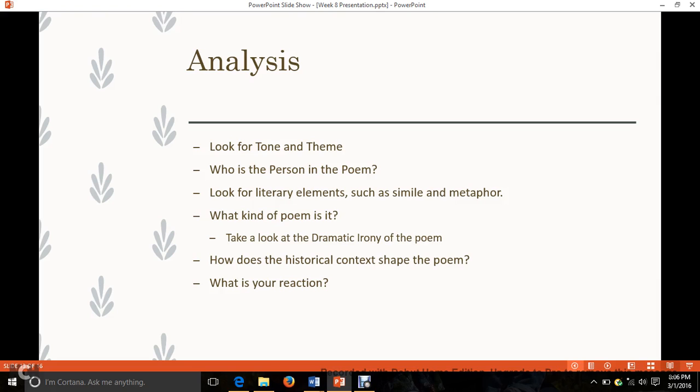So other things to look at: how does the historical context shape the poem, which we've kind of discussed throughout this presentation, and then what is your reaction? Because ultimately, I love it. I think it's awesome to delve into this kind of stuff, but your reaction is your reaction. It's your interpretation of the poem, and it has resonance. It sets the mood for you. That's your personal mood that you come off of with the poem.